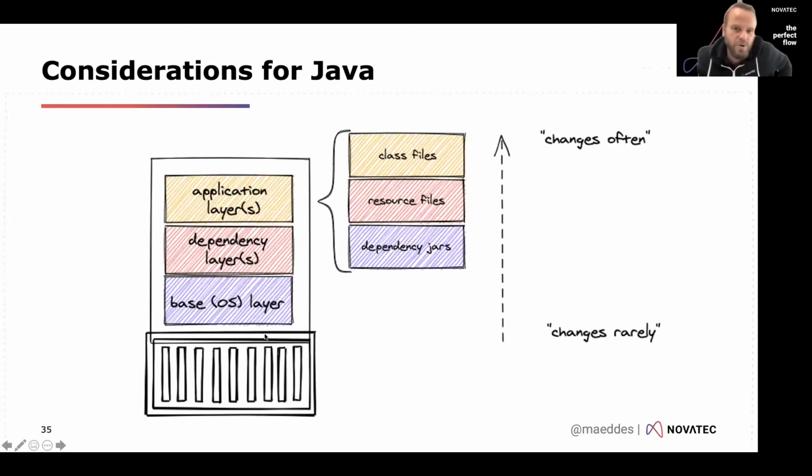Now, if you look more into the Java side of things, in the application layer, what we've done so far is copying a jar file into the new container image. However, even the jar file has some kind of nested layers, where you have dependency jars, resource files, and class files. And taking that idea a step forward, it should also be the case here that the most frequent changes happen only on the class level and not so much in the dependency jars.